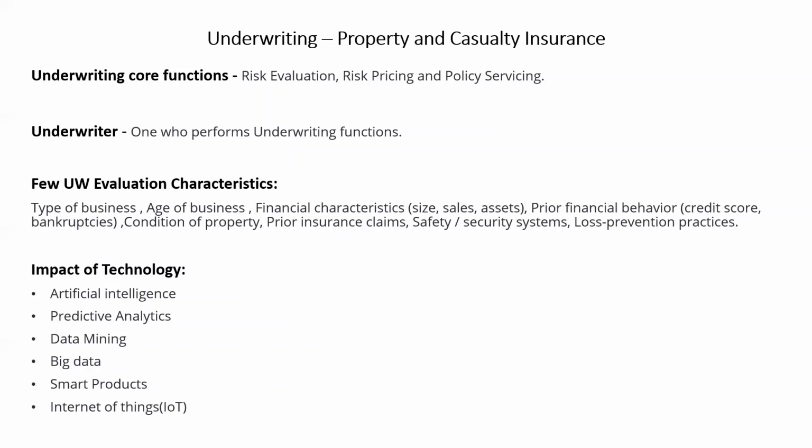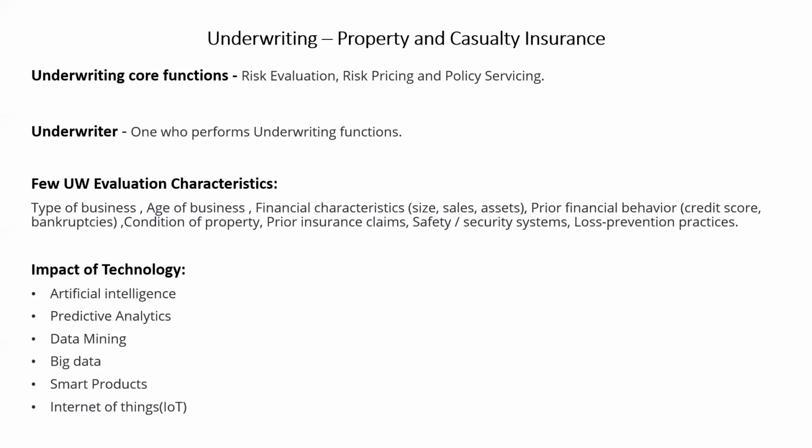During the risk pricing, we determine the premium for the policy. So what kind of premium we have to charge based on the risk characteristics of the customers. During the policy servicing, we do any endorsements based on the request from the customers, or cancellation, reinstatement. Any servicing that the customer requests us, we do using the policy servicing step.